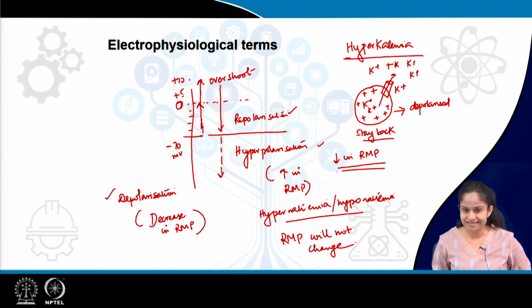Why? Because, as you can see in the lecture, the RMP genesis is mainly dependent on the diffusion of ions through leak channels, and in our body there are a number of potassium leak channels, as compared to sodium channels, which are very few. So, generally sodium ions do not contribute to the resting membrane potential. Whether it is hypernatremia or hyponatremia, that will not give rise to any change in the resting membrane potential. But definitely any change in the potassium concentration extracellularly will change the resting membrane potential.